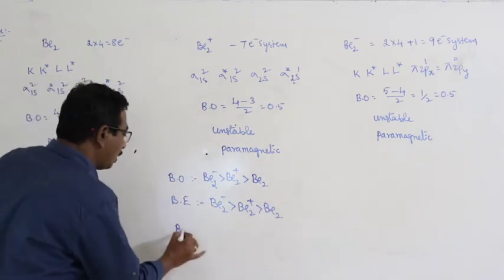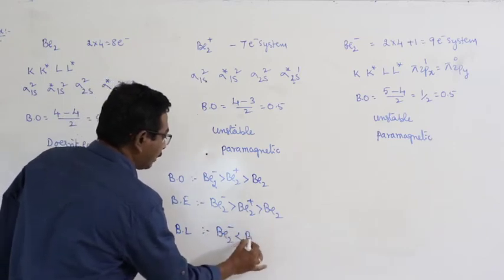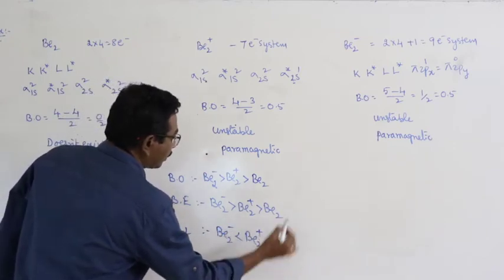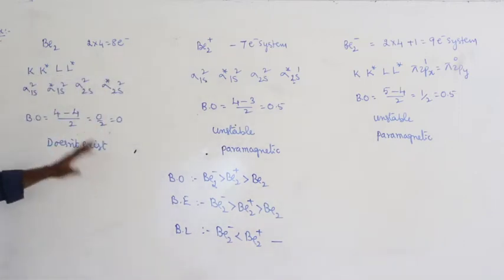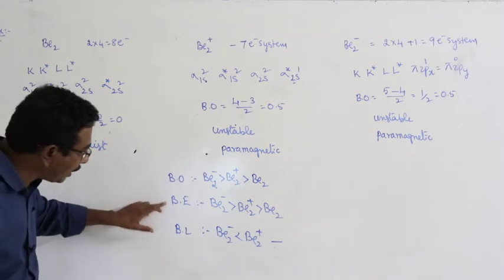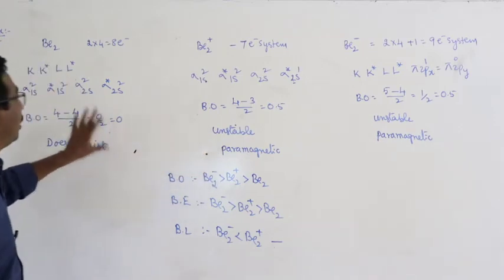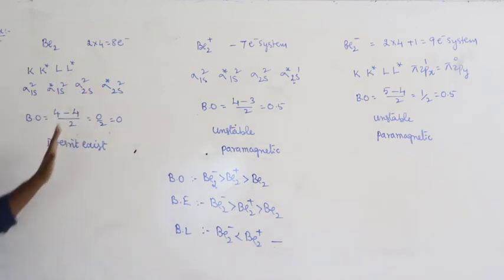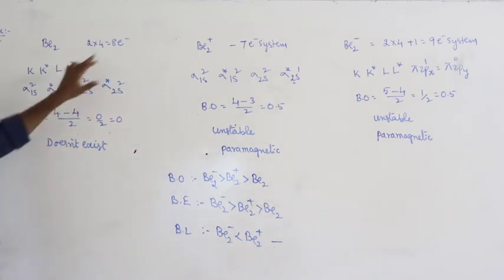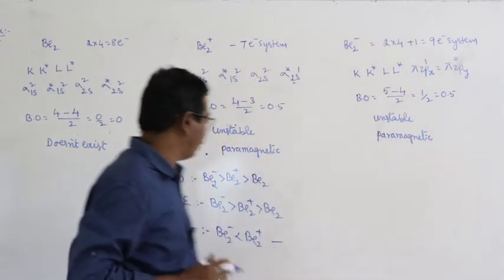And what about the bond length? Quite reverse. This is about the order of bond order, bond energy and bond length and nature of the species and their relative stabilities and whether the species exists or not. 8 electron system, 7 electron system, 9 electron system.